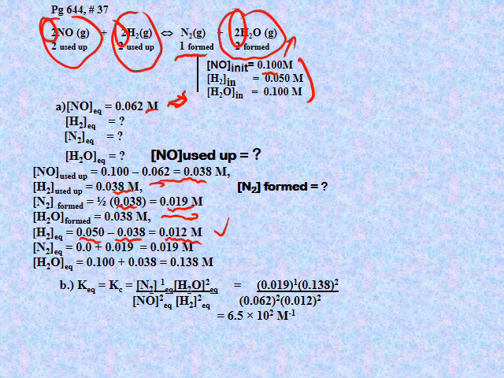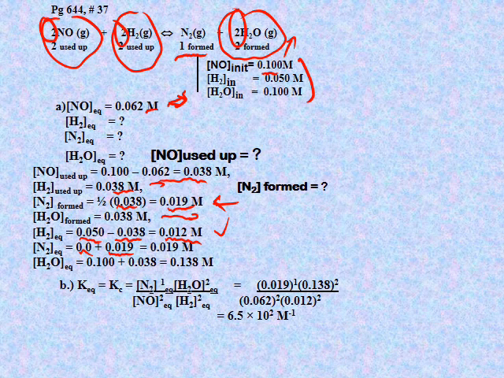In case of nitrogen, at the beginning there was no nitrogen, otherwise they would have told you that. So there was 0 at the beginning, but there was some extra nitrogen formed, 0.019. That's what we have shown you here, how much nitrogen was formed. So you add them up, you get 0.019 molar equilibrium concentration for nitrogen.